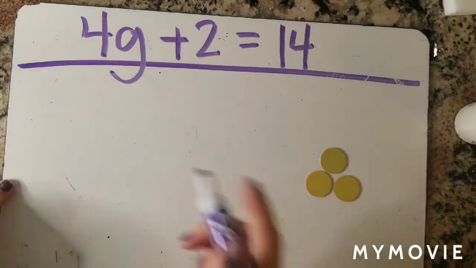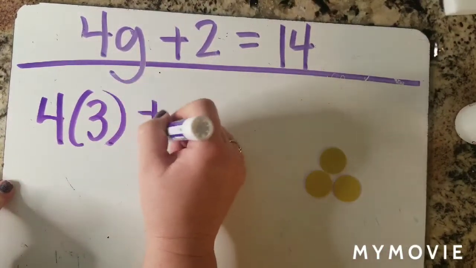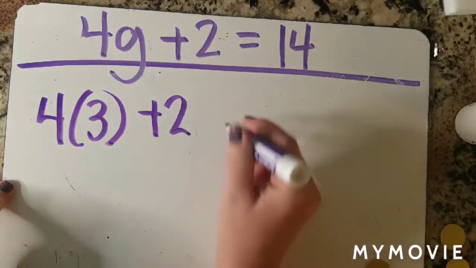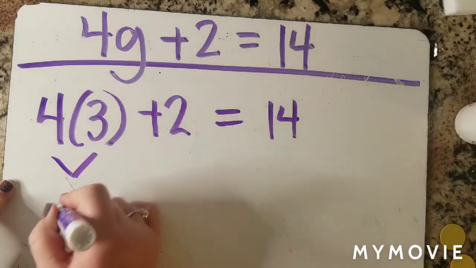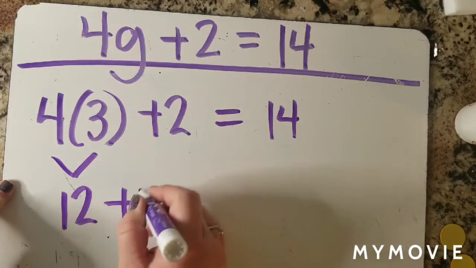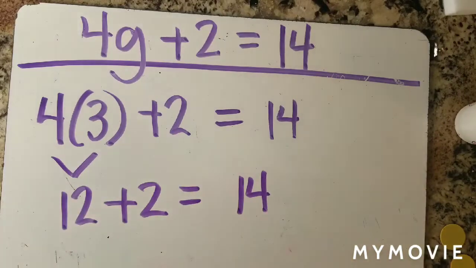So if 1G is equal to positive 3, does that work out? If G equals 3, then 4 times 3 plus 2 should equal 14. Let's see if that works. 4 times 3 is 12, and 12 plus 2 does equal 14. So that means that our equation is correct.